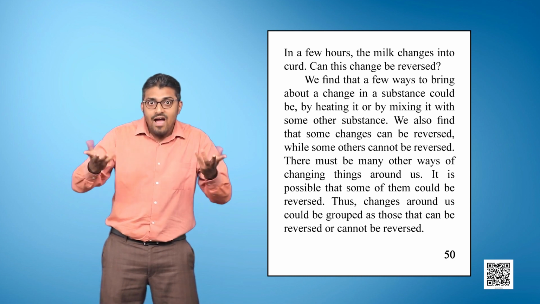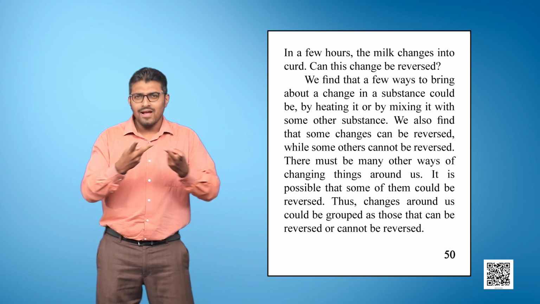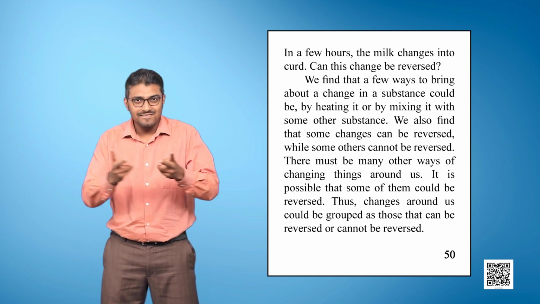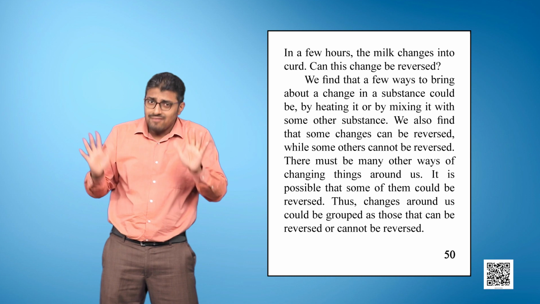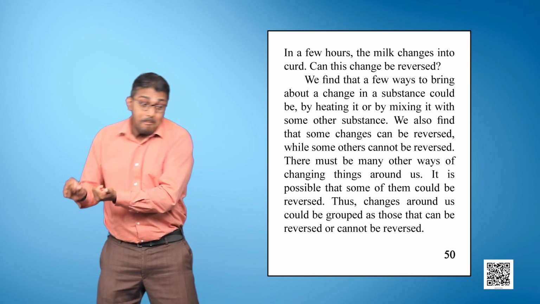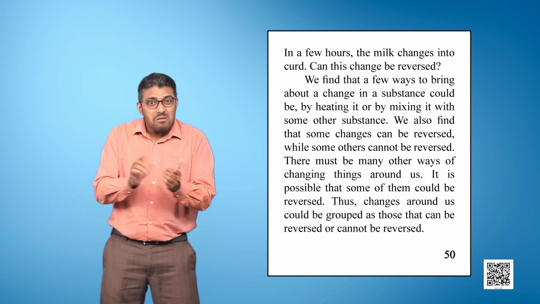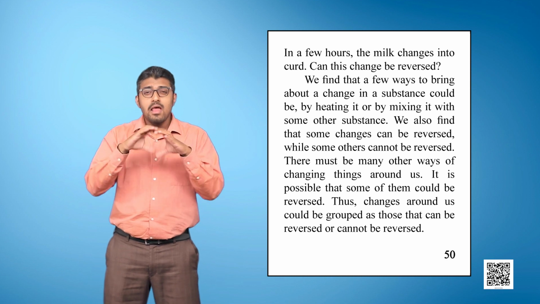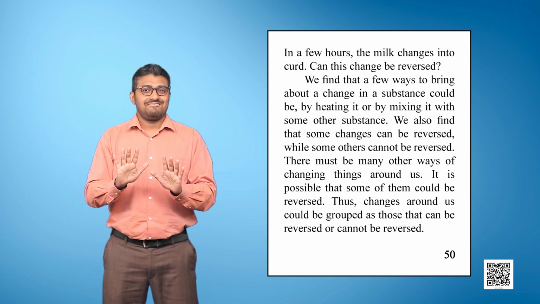We find that a few ways to bring about a change in a substance could be by heating it or by mixing it with some other substance. We also find that some changes can be reversed, while some others cannot be reversed. There must be many other ways of changing things around us. It is possible that some of them could be reversed. Thus, changes around us could be grouped as those that can be reversed or cannot be reversed. In higher classes, you will learn more about the ways in which changes can be made and the way these can be grouped.